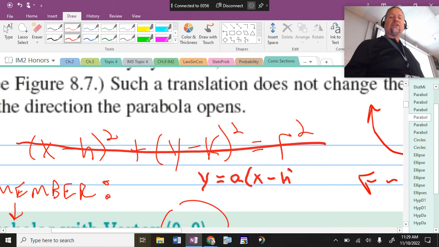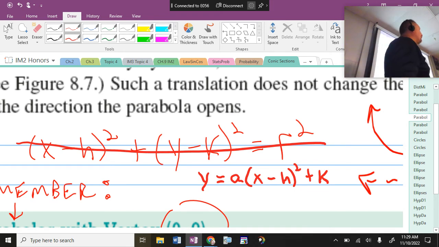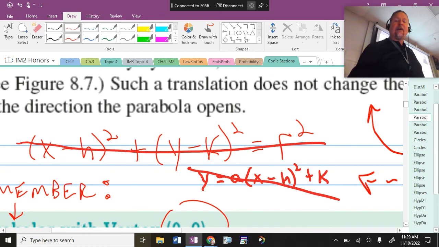x minus h squared plus k. That was the vertex form of our chapter 2 parabolas, and then (h, k) was the vertex. But now we've got to get this out of our heads, because that equation doesn't help me find p. You got it?